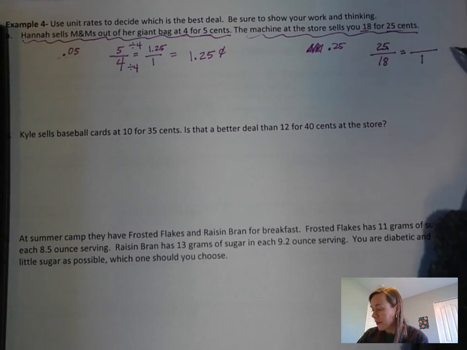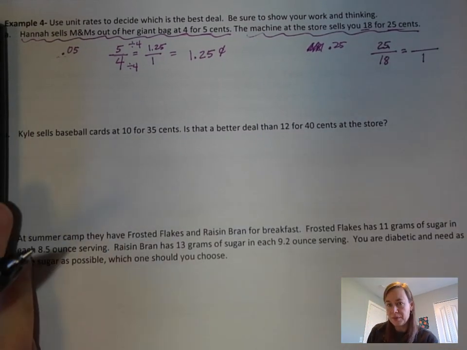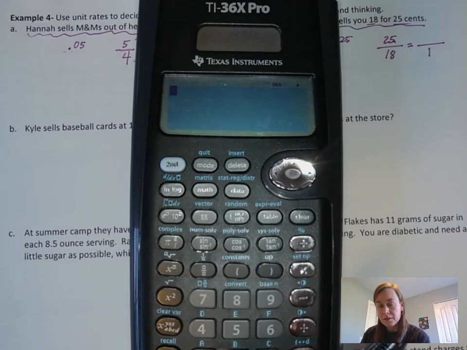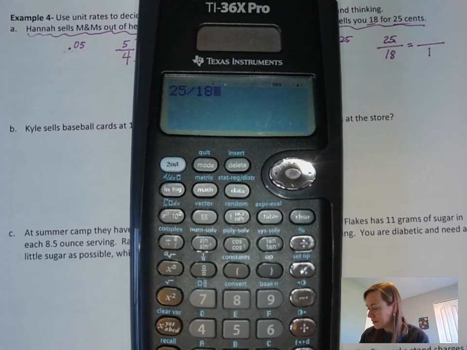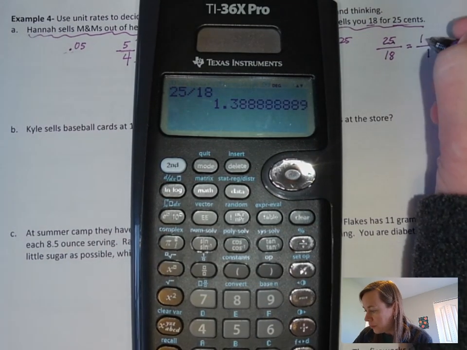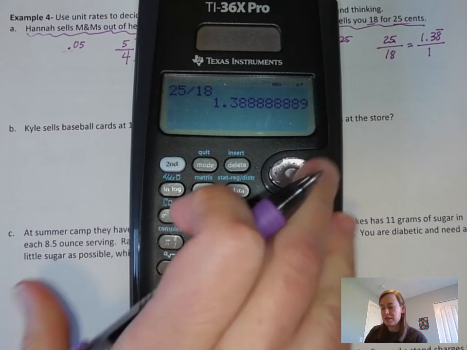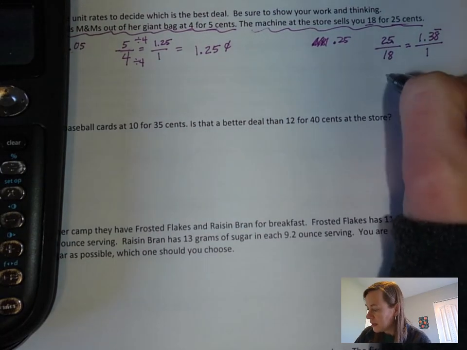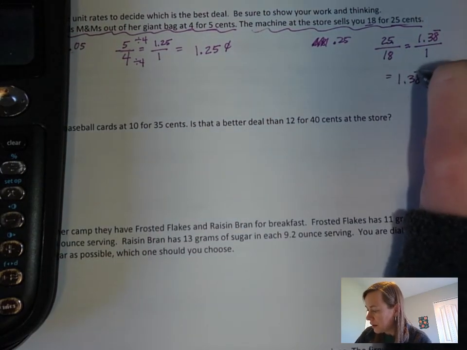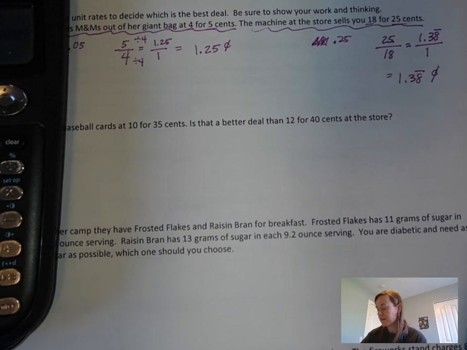Okay, so we need a 1 on the bottom. That means you're going to have to do 25 divided by 18. And that's going to be 1.38, and that 8 repeats forever, so I'm just going to put a line over it. So for this one, it's going to be 1.38 repeating forever cents.